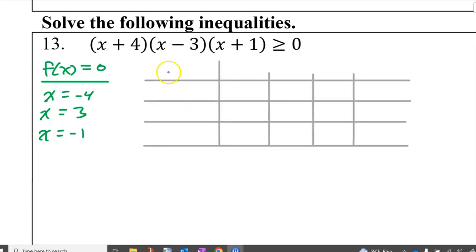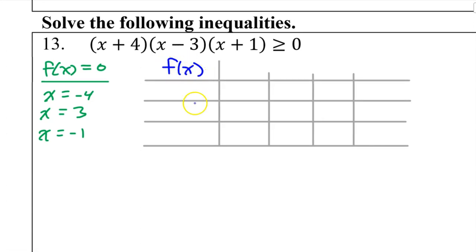Always label your sign chart. So we're going to label this as f of x. I've made a row for every factor. So I have a row for the x plus 4, and a row for the x minus 3, and a row for the x plus 1. I've made a little vertical line for every 0. These need to be written in order from least to greatest because this is really a number line across the top. So we have to start with -4, and then -1, and then 3.